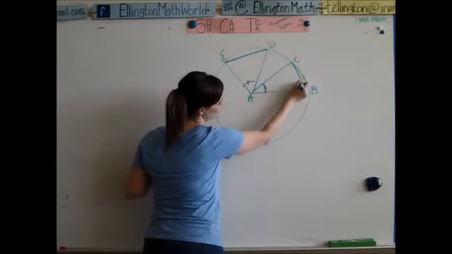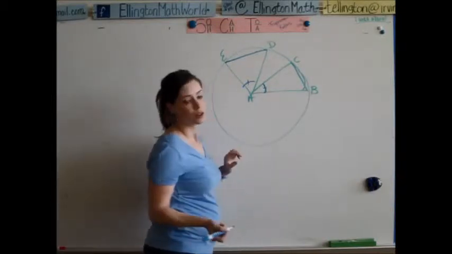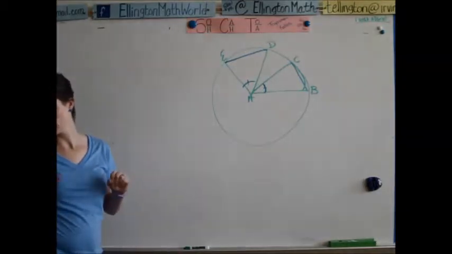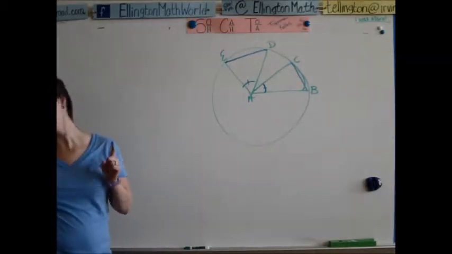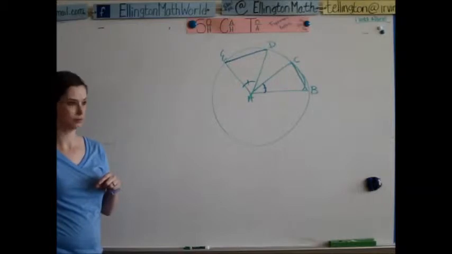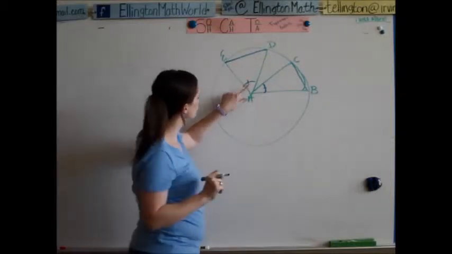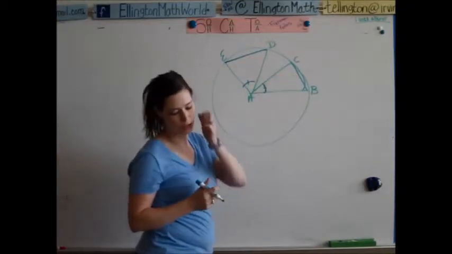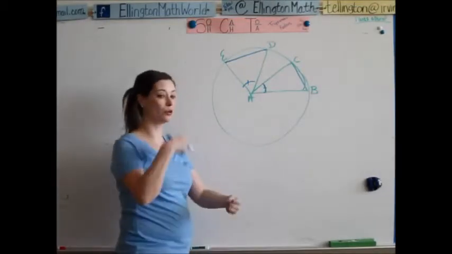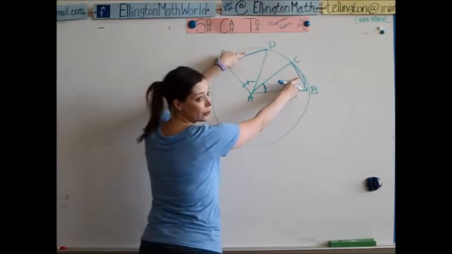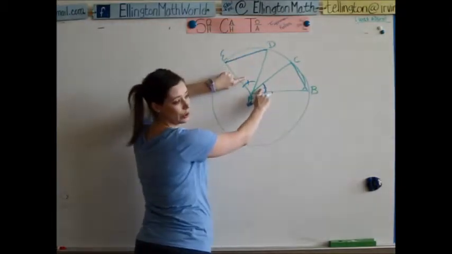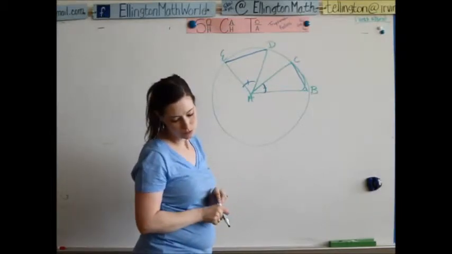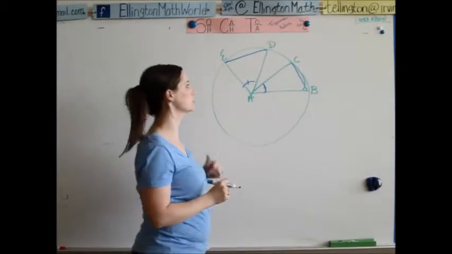Because remember, a chord is any line that has two endpoints on the circle. Okay? A chord is any line that has two endpoints on the circle. So this is congruent to this, then this is congruent to that. That's the first part of the theorem. You can also do the reverse. If you know that these two are congruent, then we know the angles are congruent. Okay? And the last part, congruent arcs have congruent central angles.